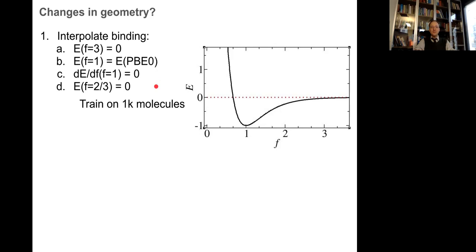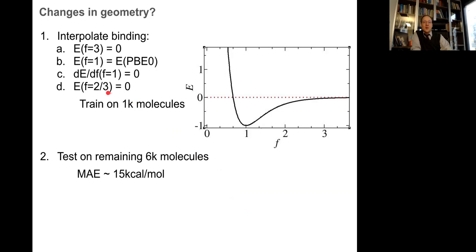Gradient being zero. And then we say, well, roughly at two-third, for f equals two-third, we would expect your binding to become repulsive again. So let's impose that, right? So we inflated our training set, right? We now have molecules scaled to two-third, molecules scaled to three, and molecules scaled around the minimum. And we got all the corresponding labels for free just by knowing about binding curves, right, which is not rocket science. And then you can, of course, train on 1,000 molecules. So each molecule now has four entries or five, depending on how you do it.